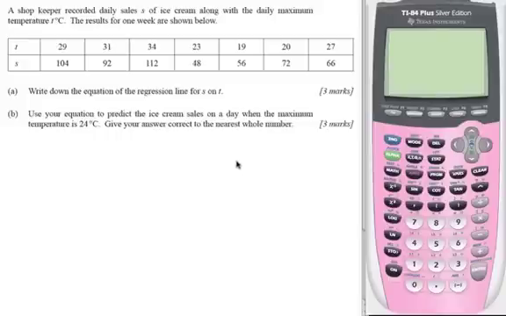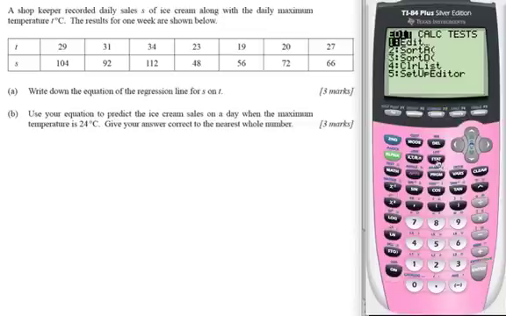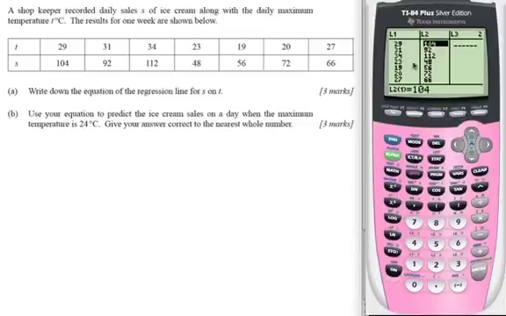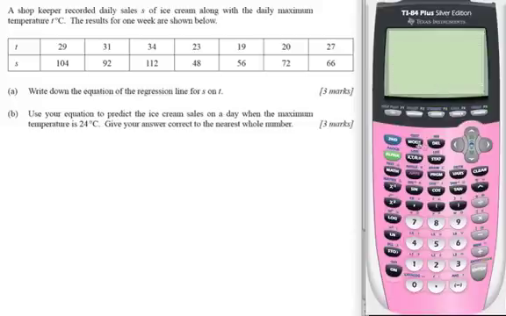Okay, so this is a linear regression question. We've got the table given to us here. First of all, we need to input that data onto our table. So we look in stats and edit, and you can see I've already written T as list 1 and S as list 2. Right, so the next thing we need to do, let's just quit that.